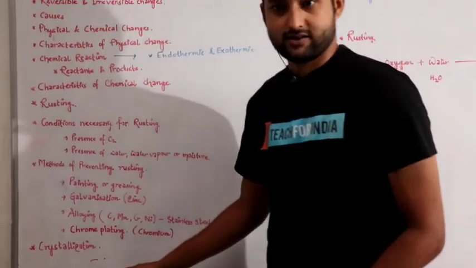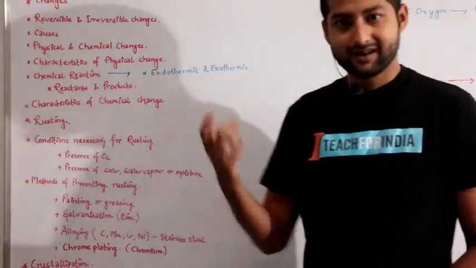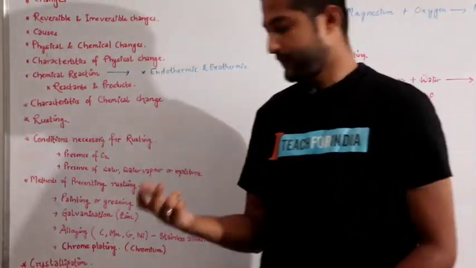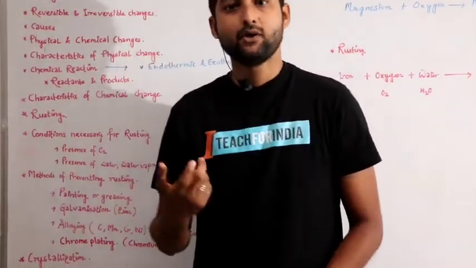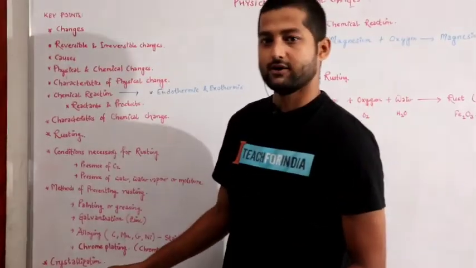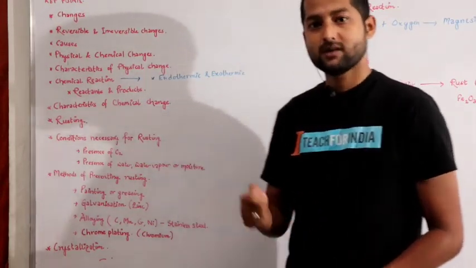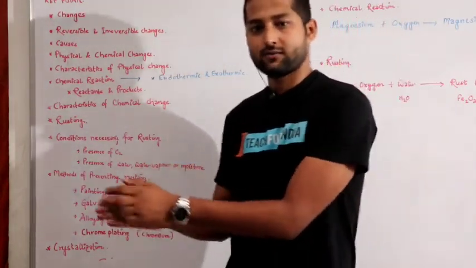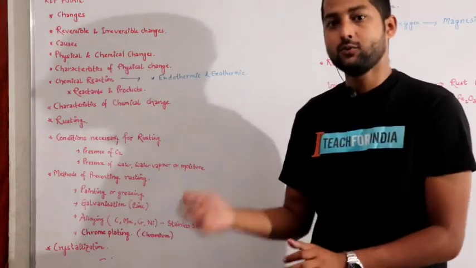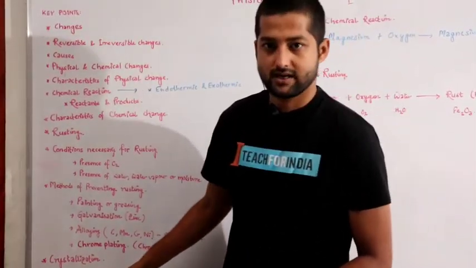Now, the last topic of this chapter is crystallization. What is crystallization? Crystallization is the process to obtain pure crystals from an impure substance. Now, where is it used? Mostly it is used in obtaining pure form of salt from seawater. We collect the salt from the seawater. After that, to remove the impurities, we use this process of crystallization.